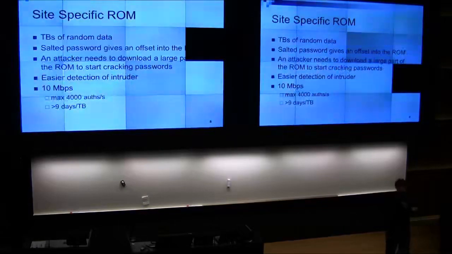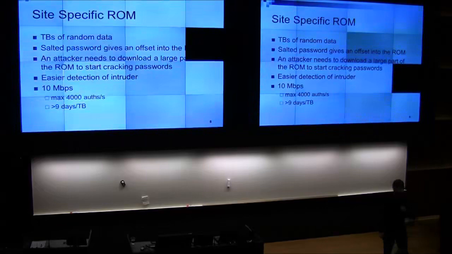This is just terabytes of random data. A salted password gives you an offset into the file, and then you use that with your salted hash to then hash that for comparing. Basically, the attacker has to download a large percentage of the data before they can start cracking the password. If you get 1% of the ROM, then you can only crack 1% of the passwords that you were able to download from the database.